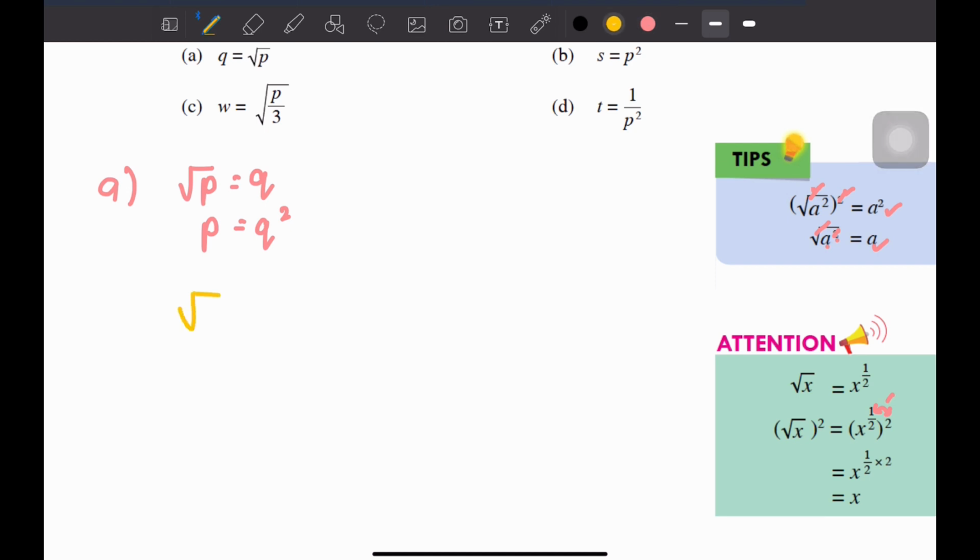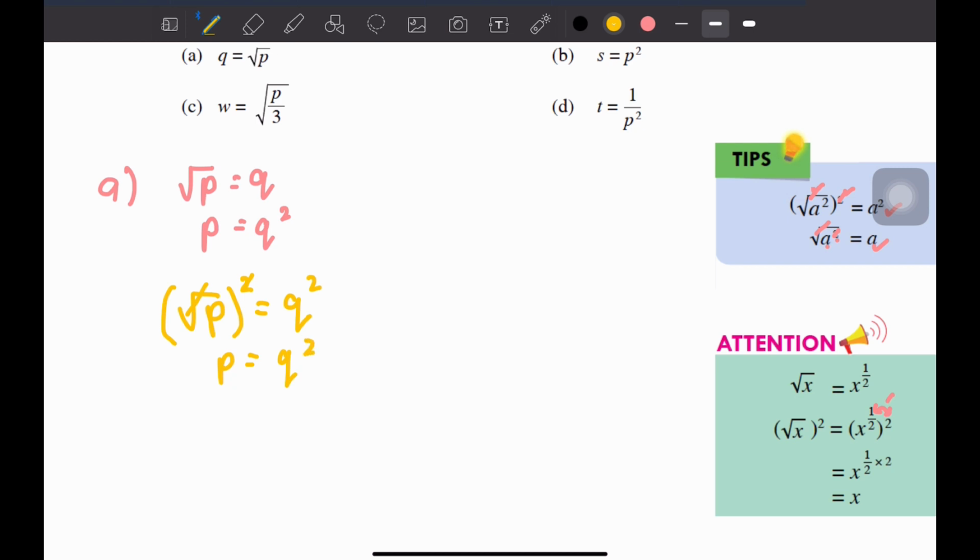Ataupun cara yang sebetulnya, kita buat macam ni. Square root of P is equals to Q. So how to demolish this square root? Macam mana nak cancel out dia? So kita kena squarekan dia. Ingat kalau nak square, we need to square both sides. So this one hilang, so P is equals to Q square. This is the proper way.